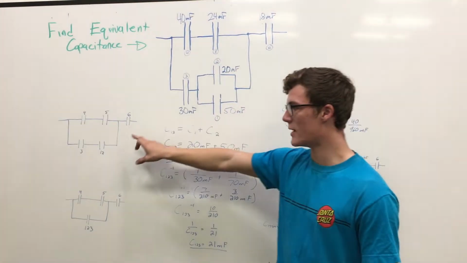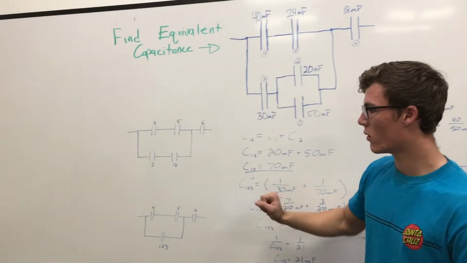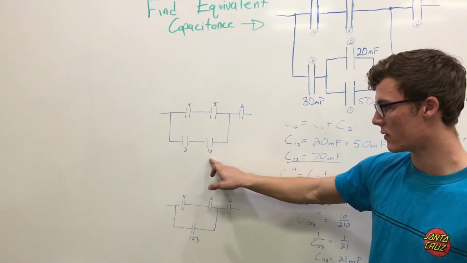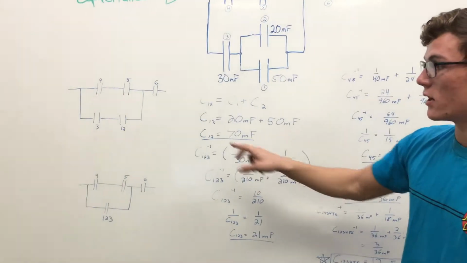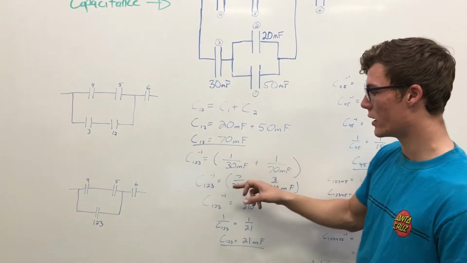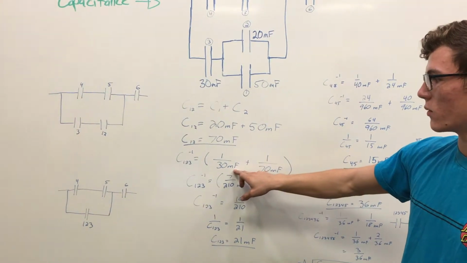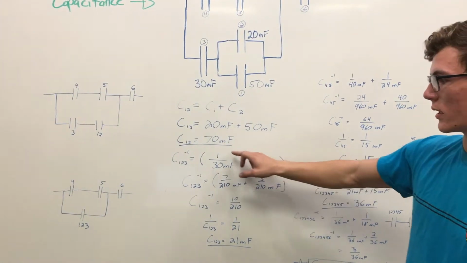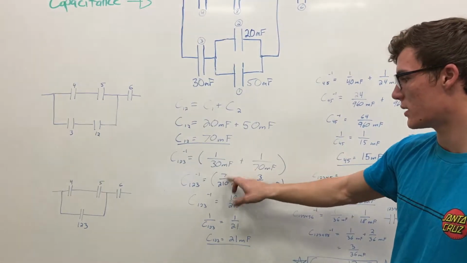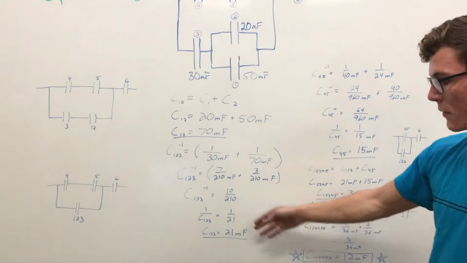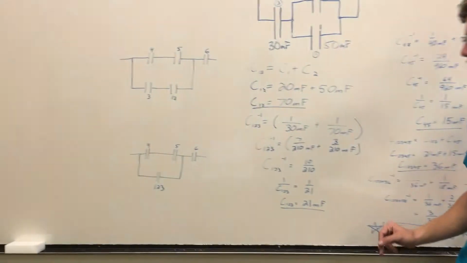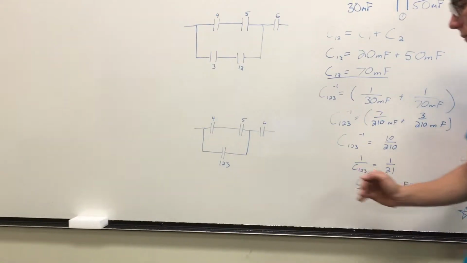So you can simplify it down to this circuit. I went to the next branch here, so I'd combine 3 and then capacitance 1, 2. And since they're in series, you do the inverse. So the inverse of capacitance 1, 2, 3 is the inverse of capacitance 1, 2 plus the inverse of capacitance 3. When you add those, you get 7 over 210 and 3 over 210, and when you simplify it, you get the capacitance of 1, 2, 3 is 21 microfarads. And that simplifies it down to this circuit.